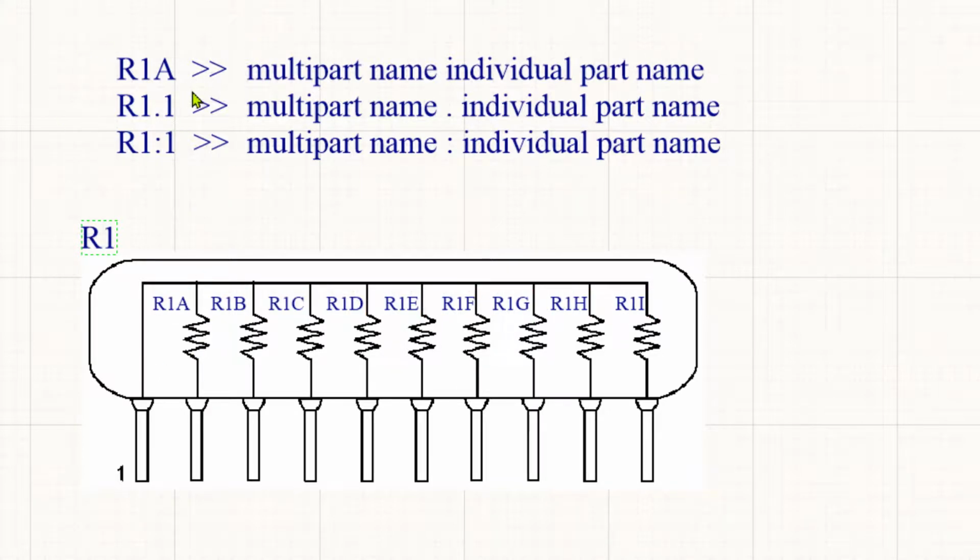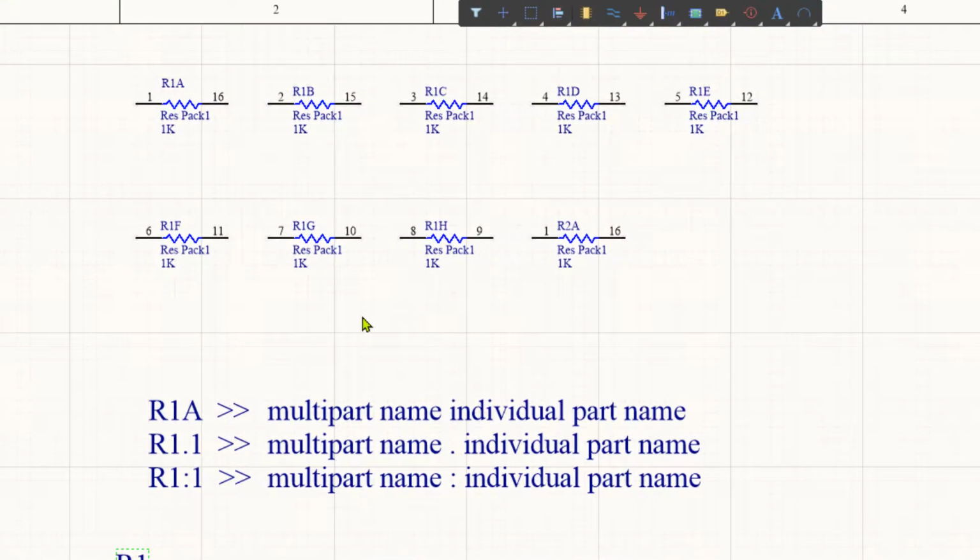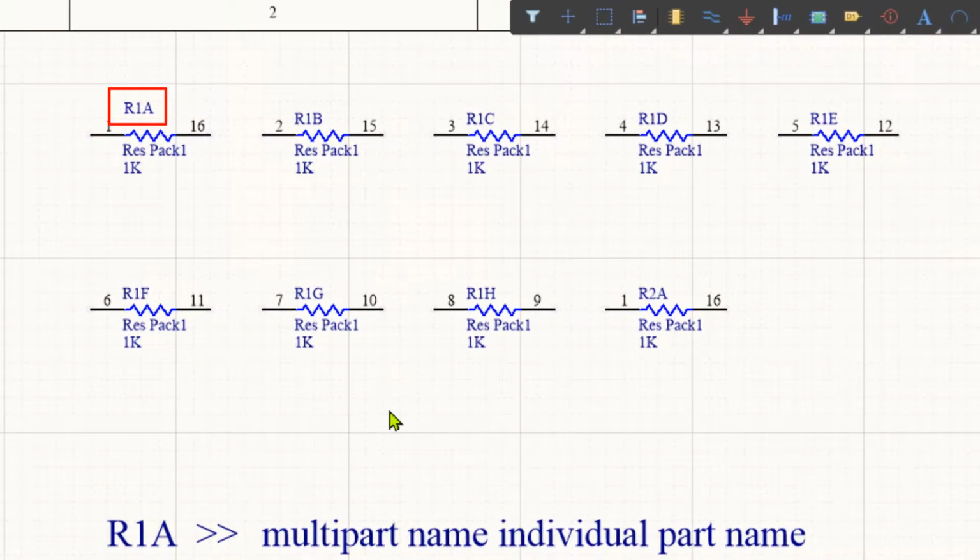It has three options: alpha, numeric with a dot in between, numeric with a colon in between. So how do we change the format? By default, the format is alpha, but let's change it to other types.